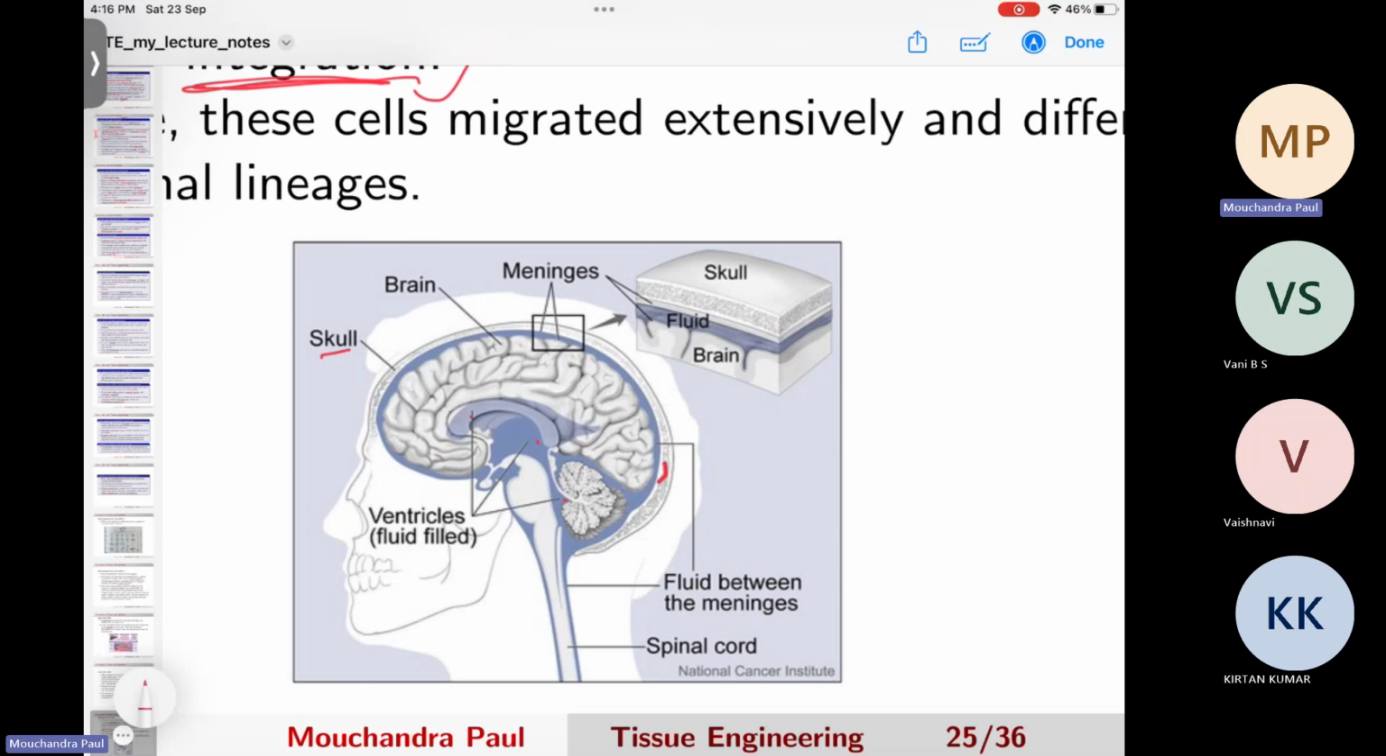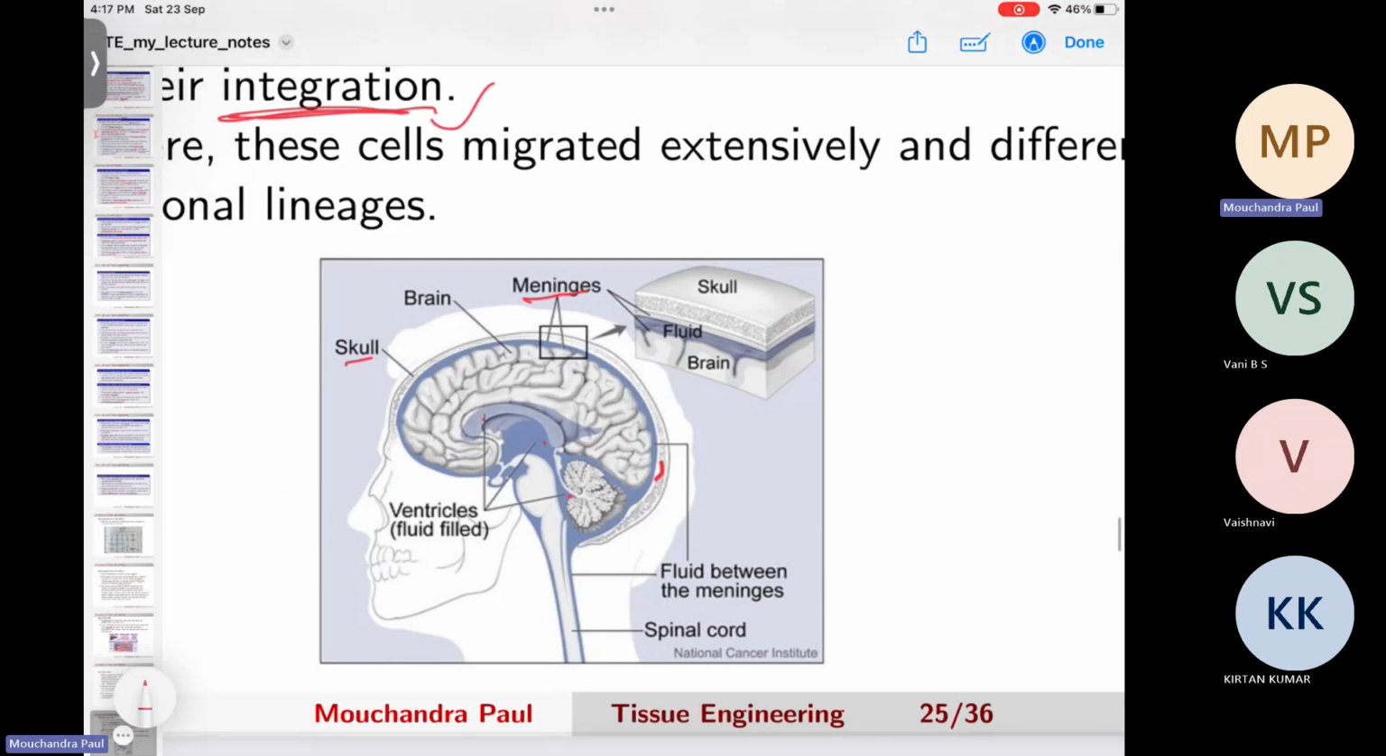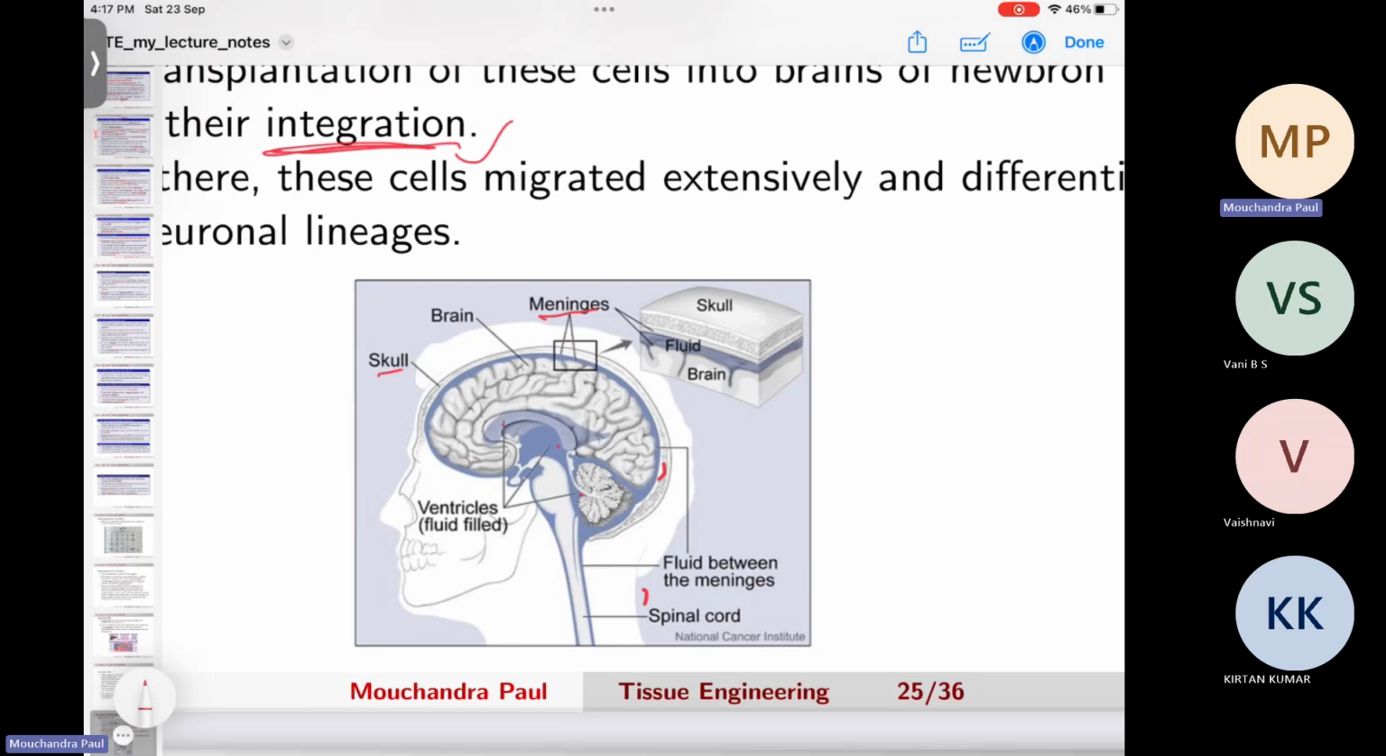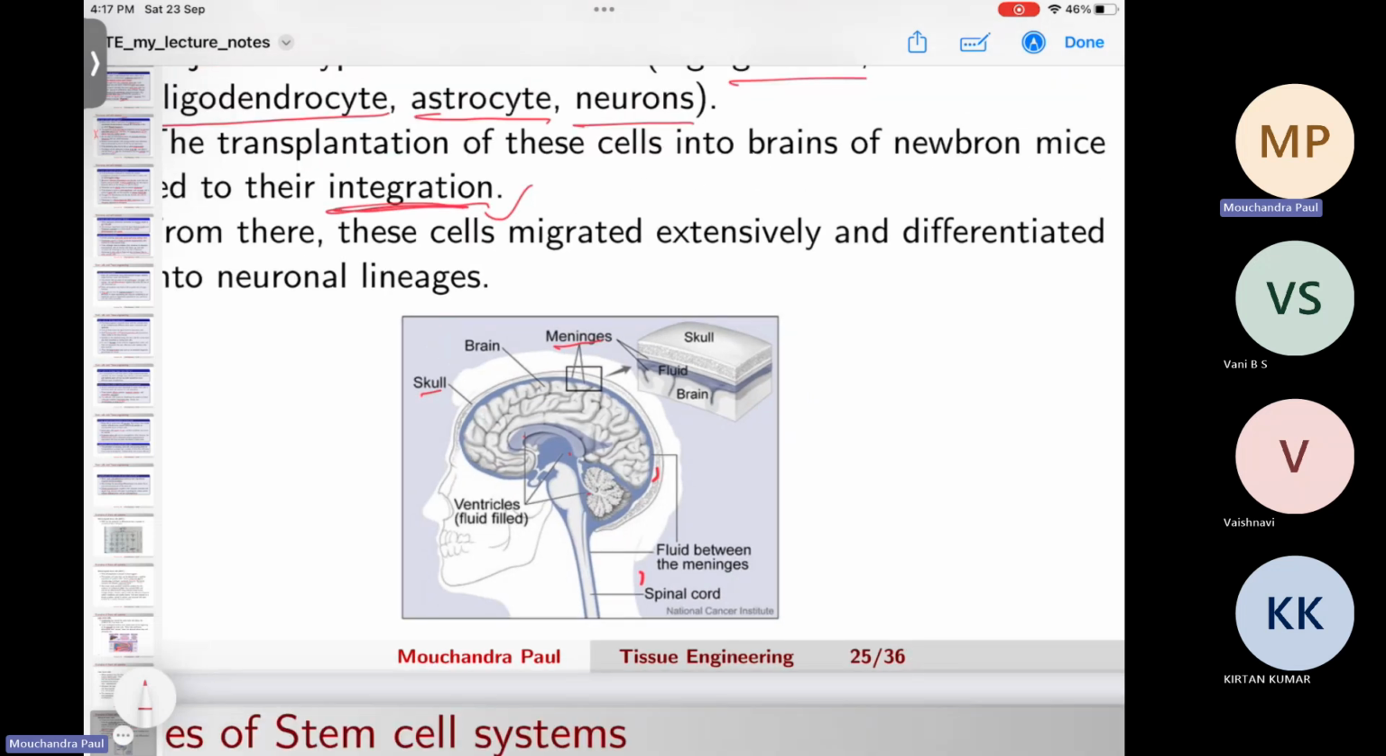So there are meninges. Basically this is the tissue that is present in between the skull and the brain. And there is fluid between the meninges that protects our brain from any shock. So this kind of structure is there, and inside the ventricles people have found the neuronal stem cells. That is the important thing to remember, the location of the stem cells.